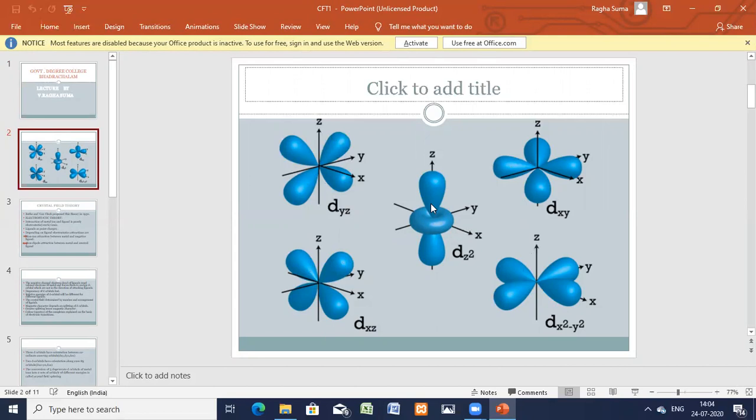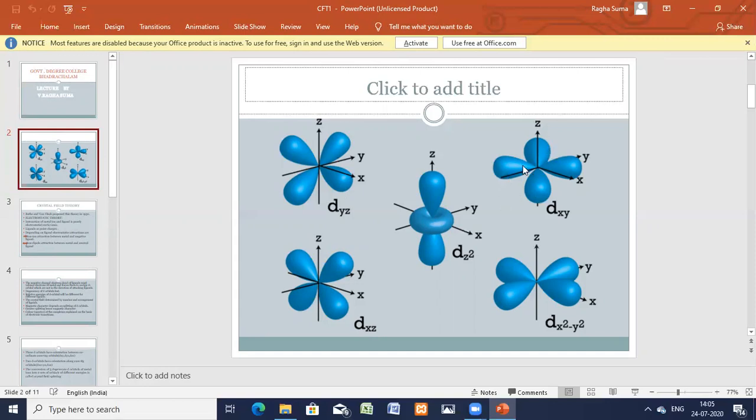These 4 orbitals have 4 lobes, double-shaped electron clouds. This 1 orbital has 2 vertical lobes along the z-axis. Now we'll see why it is called dxy. In dxy, between the x and y axes, you have the electron cloud. This one is also between x and y, and this one also between x and y.